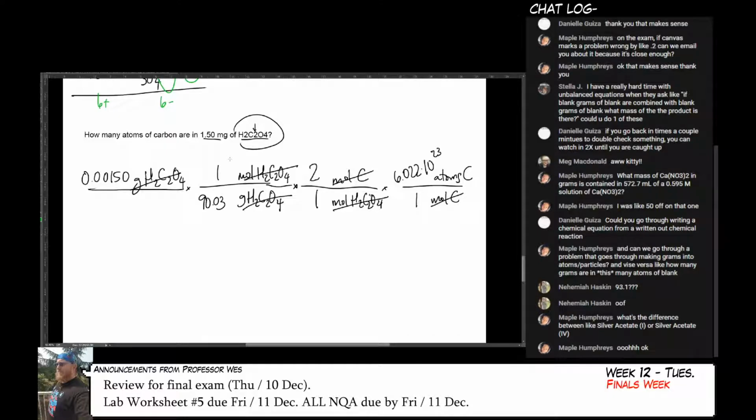0.00150 to Avogadro divided by 90.03. And so when I punch all that in, I get 2.01 times 10 to the 19 atoms of carbon. There you go.